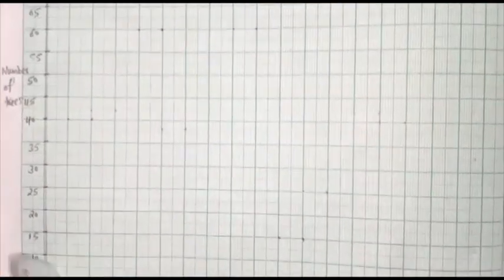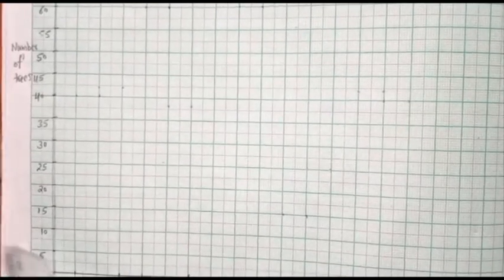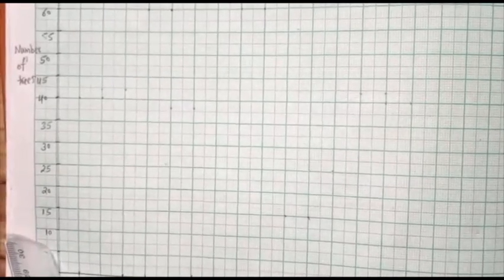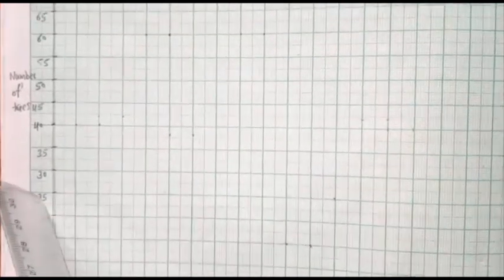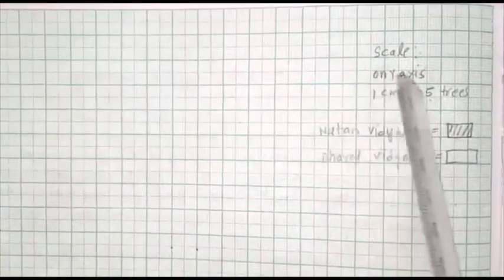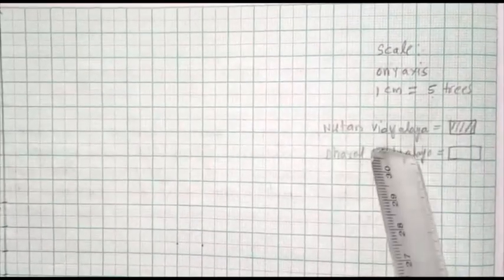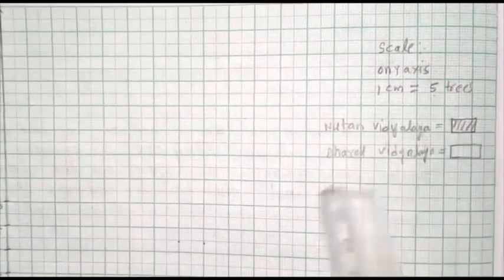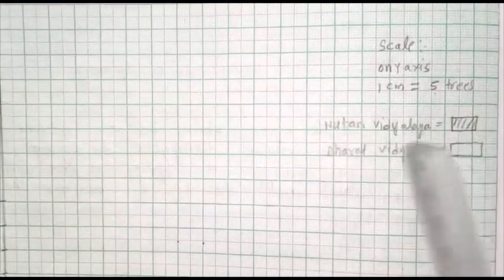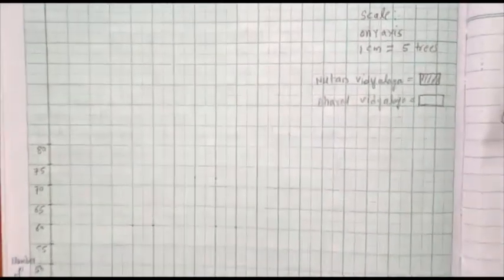Now, very important, we have to take the scale. So here the scale we take is 1 box is 5. So 5, 10, 15, 20, 25, 30, 35, 40 and so on on the y-axis. So first write down the scale: scale on y-axis, 1 centimeter is equal to 5 trees. Now Nutan Vidyalaya we are going to represent by this graph and Bharat Vidyalaya by this graph. Now let us start to draw the graph.